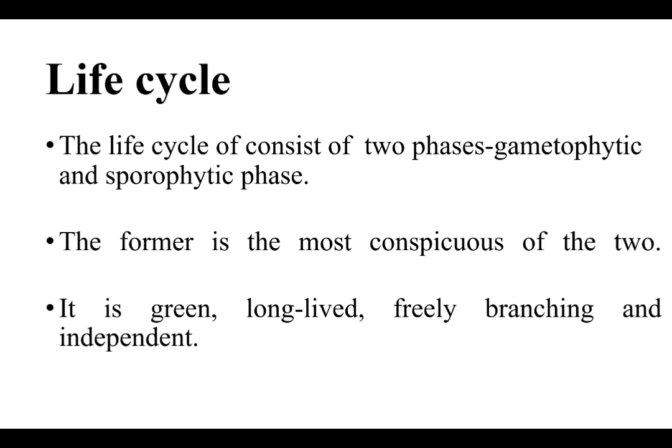The gametophytic phase is meant for producing the sex organs and finally the gametes, which are haploid in nature. And the sporophytic phase, on the other hand, produces the spores. The spores germinate and produce again the gametophytic plant. So the overall life cycle is gametophyte.